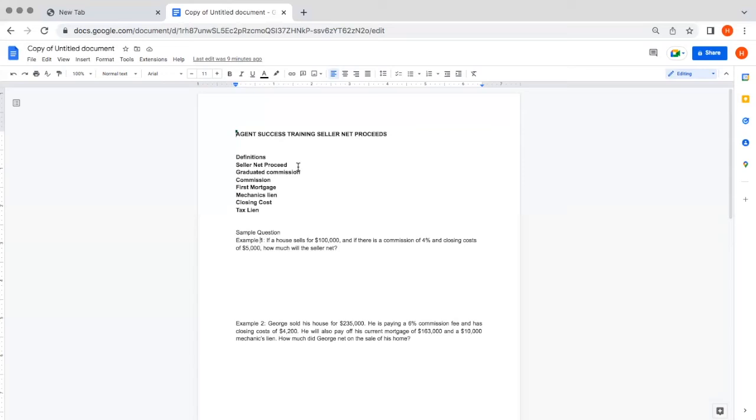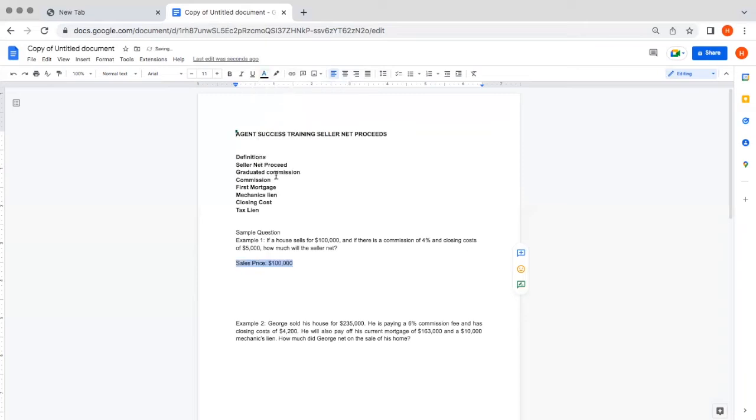So the first question that they're asking is example one. It's this one here. If a house sells for $100,000, we actually had this on a test, so I'm not going to spend a whole lot of time on this one. If a house sells for $100,000, and there is a commission of 4% and closing costs of $5,000, how much will the seller net? This is a basic commission question. It's saying that there's 4% on the actual deal. So the first step that you're going to want to do, and what I do, is write down the sales price of $100,000.